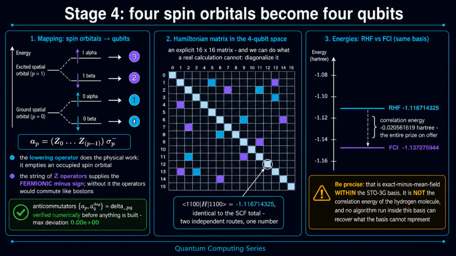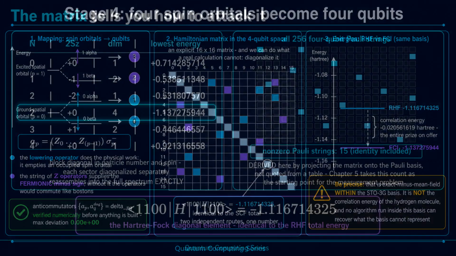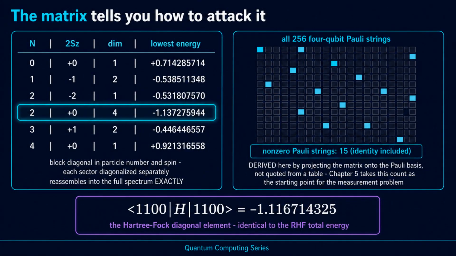The lowest eigenvalue is -1.137276 Hartree, giving a correlation energy of -0.02056, exact minus mean field within this basis only. Read the matrix and it tells you how to attack it.